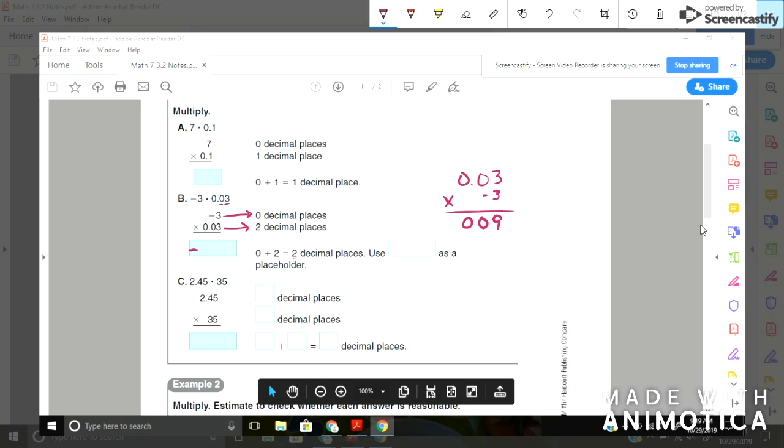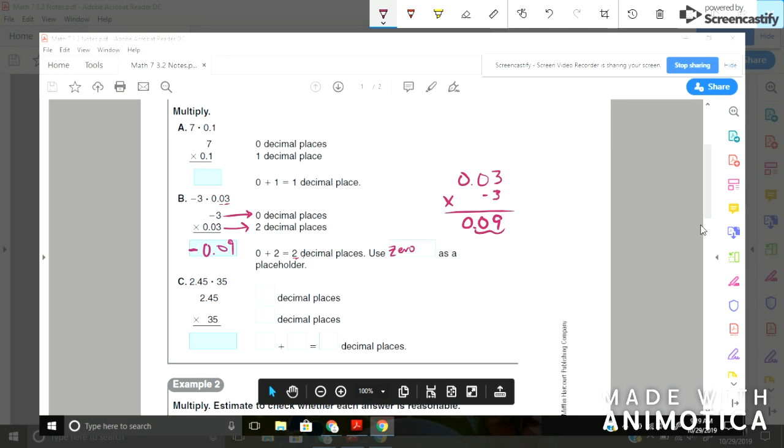So I need 2 decimal places in my final answer. So if I come here, I need to move it 1, 2 spots for a total of 0.09, and it's negative 0.09. Okay, and use 0 as a placeholder. Okay. Lastly, then, for letter C, let's try this one again.